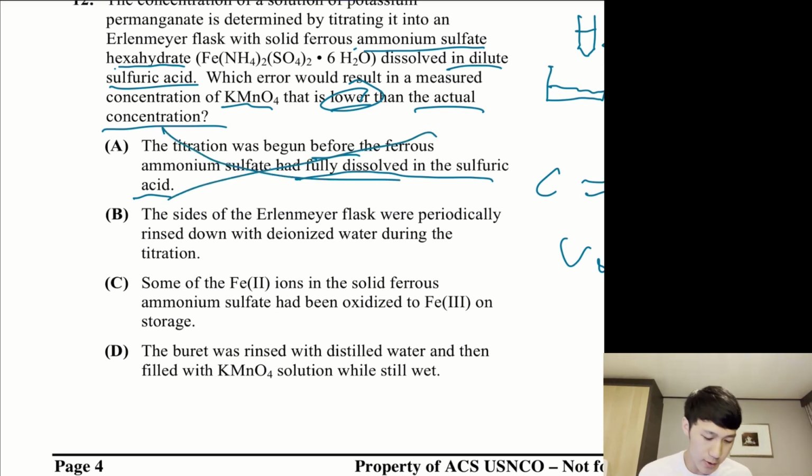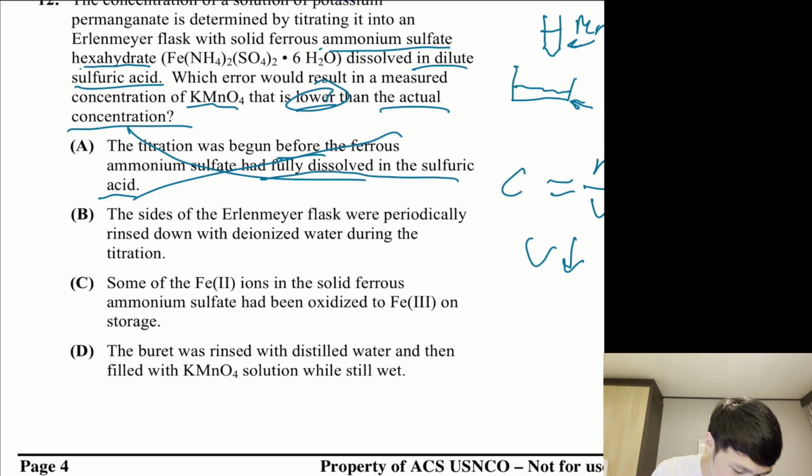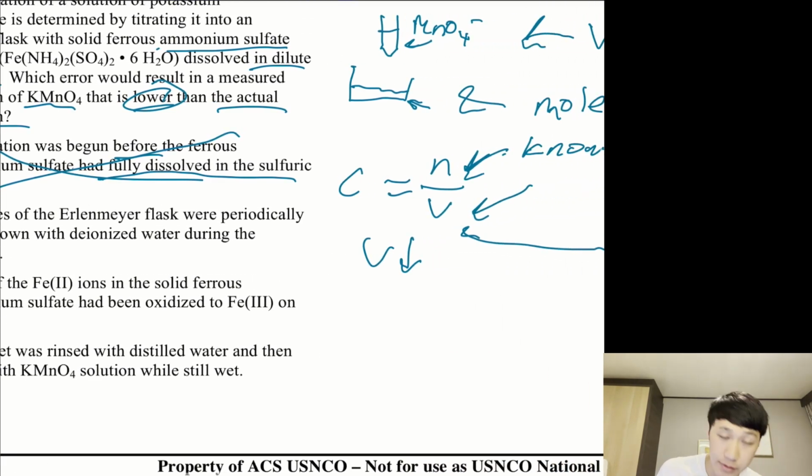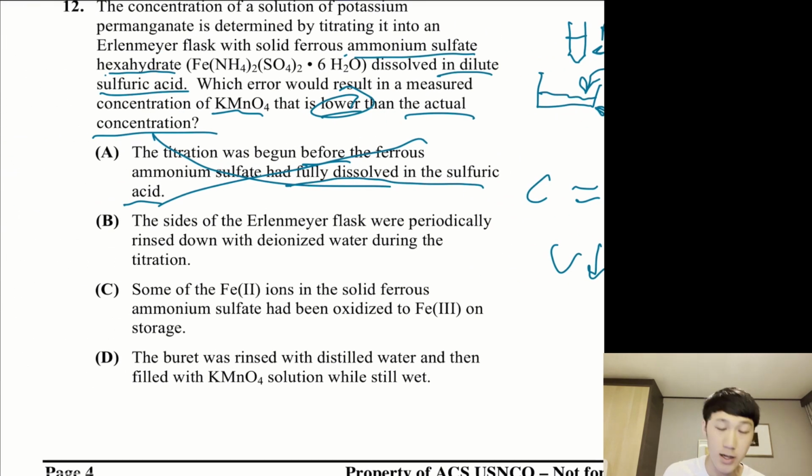B, the sides of the Erlenmeyer flask were periodically rinsed down with deionized water during the titration. If you imagine that we add water, we constantly pour water into this reaction vessel, we're not actually changing the amount of ferrous ammonium sulfate that is reacting with the permanganate. So we're not going to change the volume of permanganate that we add, and our concentration is not going to be affected, so we're not going to get this lower error.